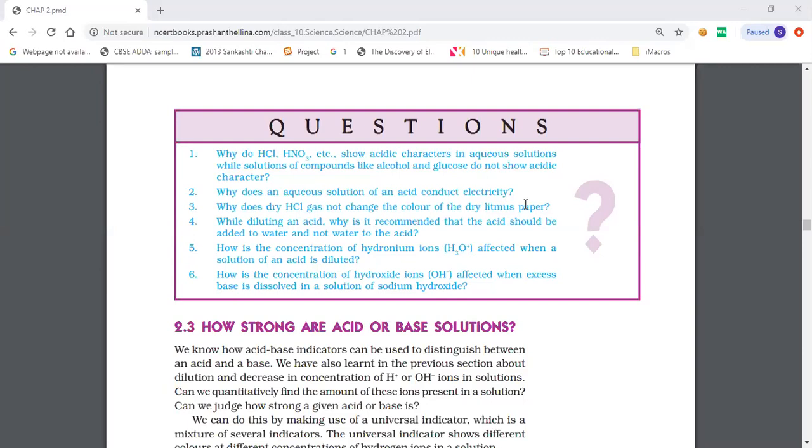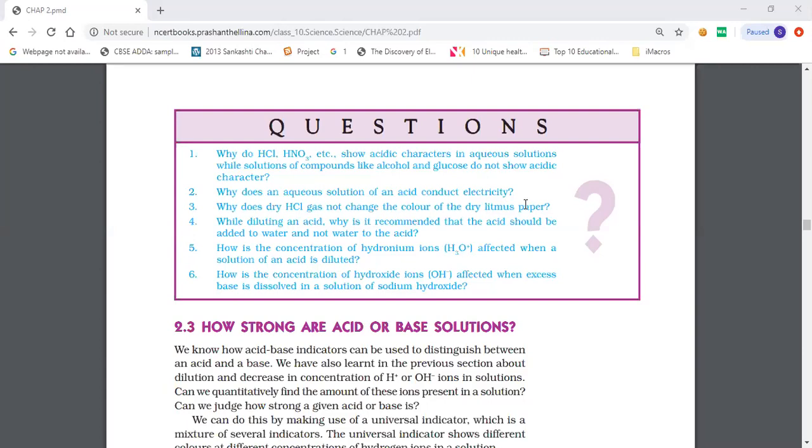Free hydrogen ions and one more statement you need to write, that free hydrogen ions are responsible for acidic characters. So free H plus ions are responsible for acidic characters. HCl and HNO3 etc. have free ions present when they are dissolved in water, but when glucose and alcohols are dissolved in water, they do not form any H plus ions. So hence they do not show acidic characters. Is that right? Yes, ma'am.